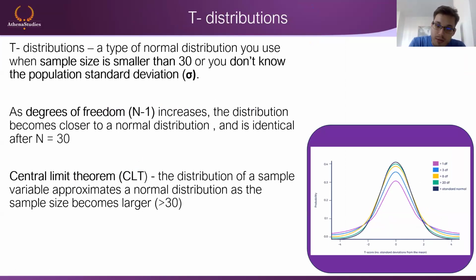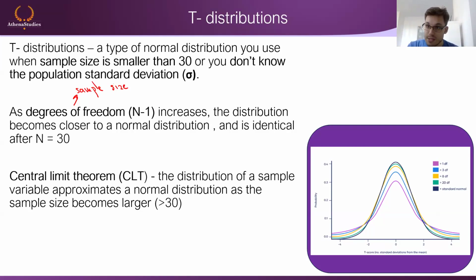So the main thing that we need to understand about t-distributions is that as the degrees of freedom, or just n-1, you can think of degrees of freedom as very similar to sample size, okay? Very similar to sample size because it's just n-1, so almost a sample size. So as degrees of freedom or sample size increase, the distribution becomes more and more close to normal distributions, and it's almost identical after you get past the point of n equals 30, right?